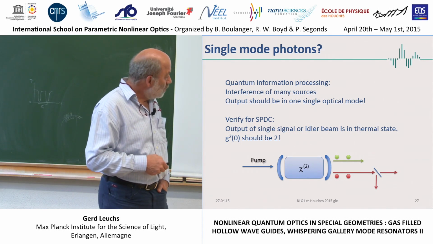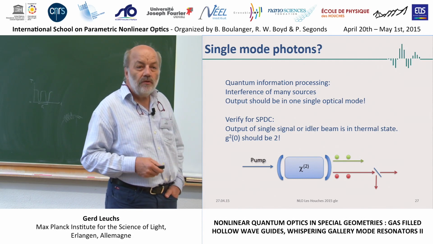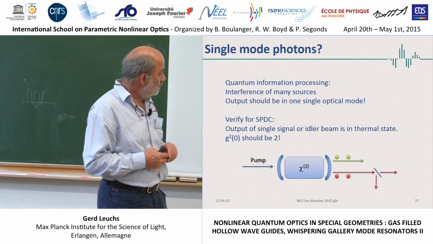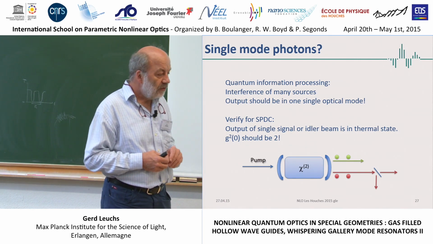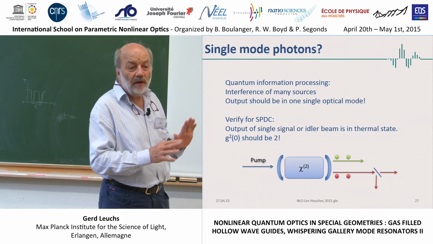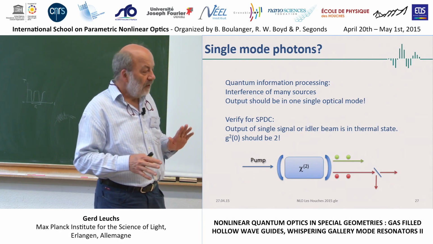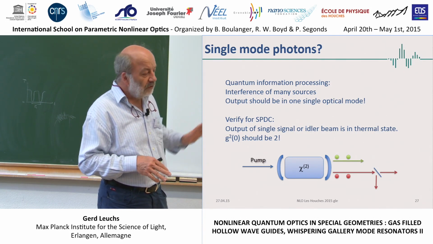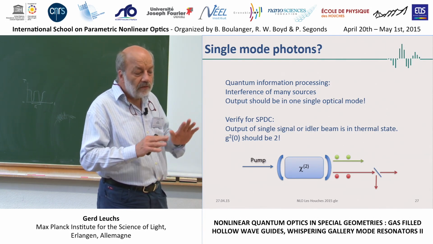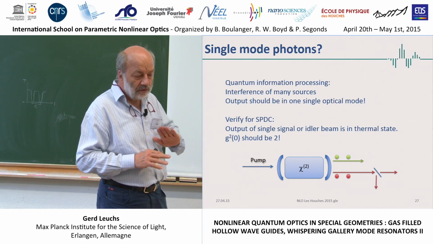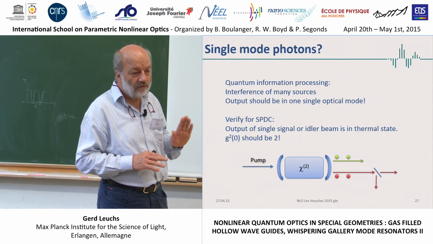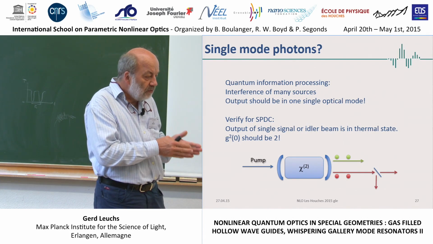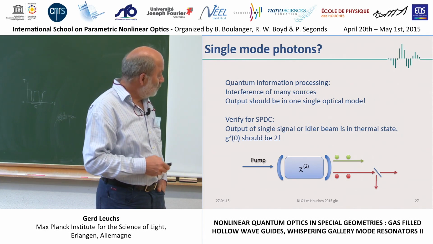So if you have more than one mode, it will not be 2, but it will be 1. Actually, if you want to calibrate the shot noise of a detector, you could even illuminate it with white light, which is thermal, without selecting spatial modes. And then, if you don't go into saturation in your detector, you will also see thermal statistics. You will see G2 of 0 equal to 1. Only when you select a single spatial temporal mode, you go to 2.